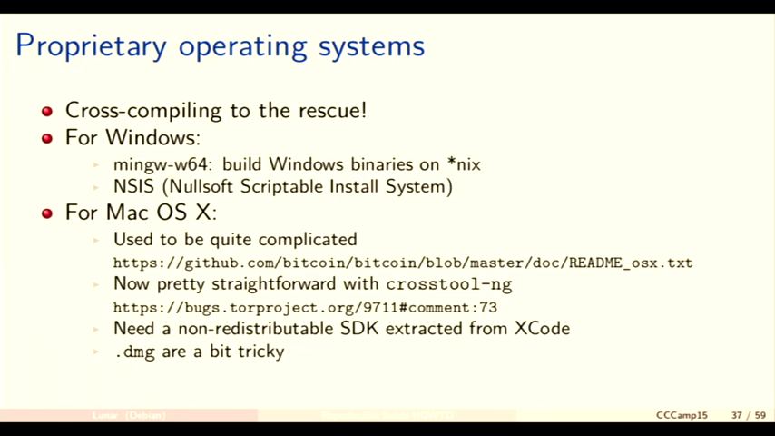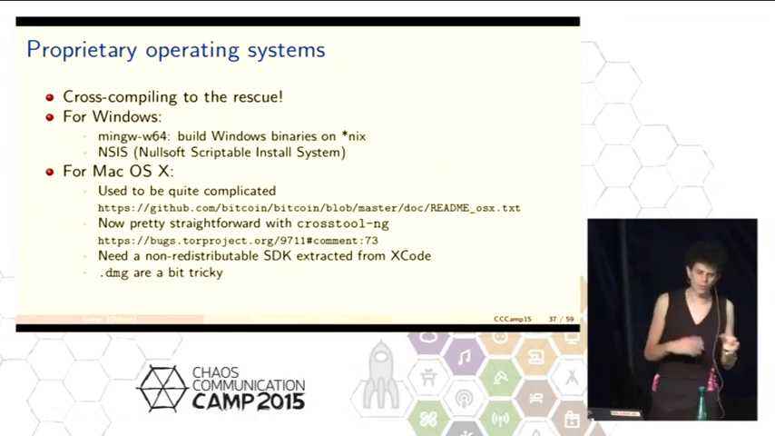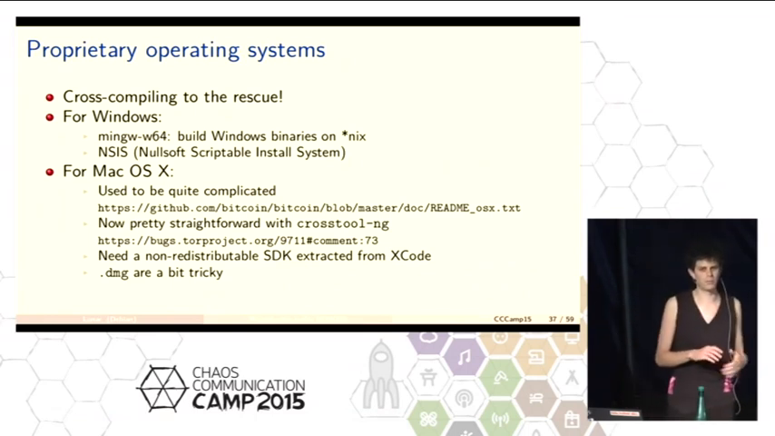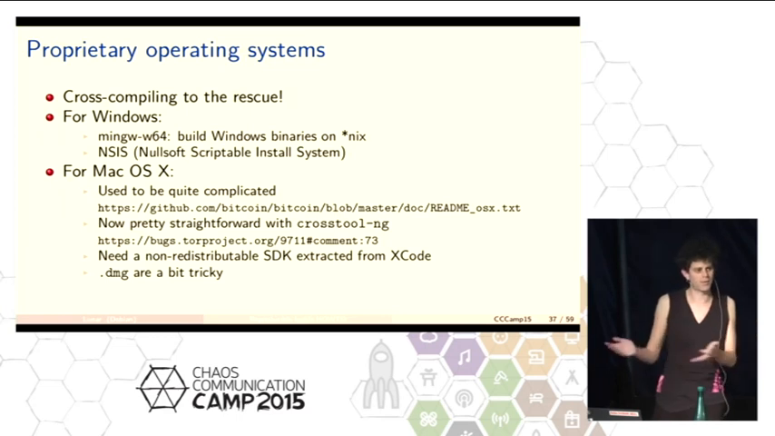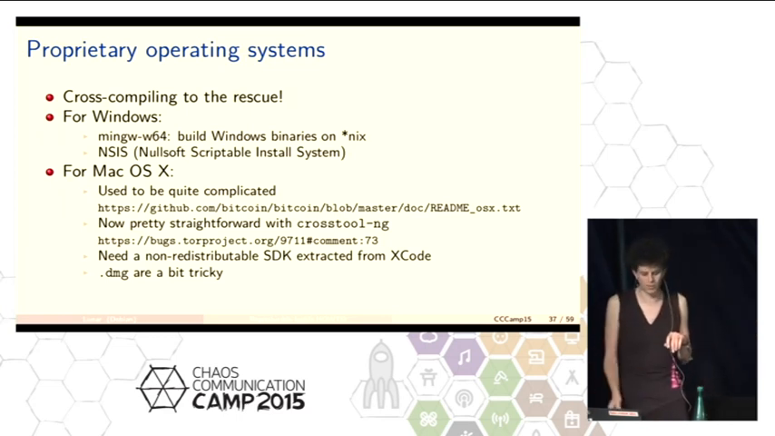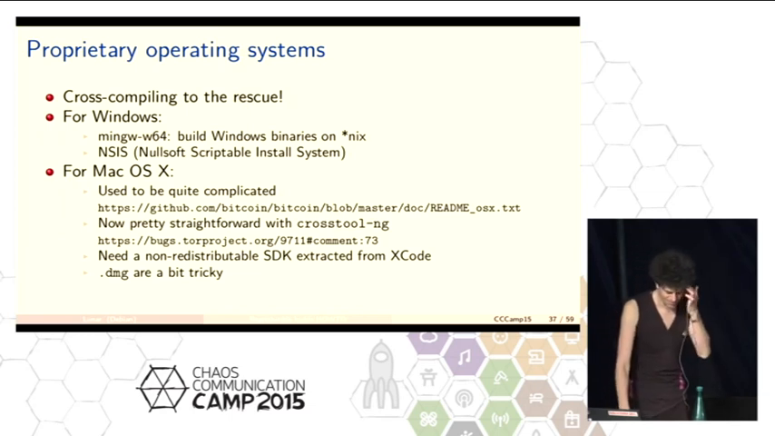For macOS, it used to be quite complicated. You can look at the Bitcoin documentation. Now it became pretty straightforward, thanks to the work done by Ray Donnelly. You will need to use a non-reproducible part, though. That's not that great, but it's provided by Apple after a free registration. You need something from Xcode to give to cross-compiling tools like cctools. And you can also create the DMG, which is the usual format to distribute macOS software. It's a bit weird, you need three different tools, but probably if more people start to do cross-compiling like that, things will improve. I'm confident.